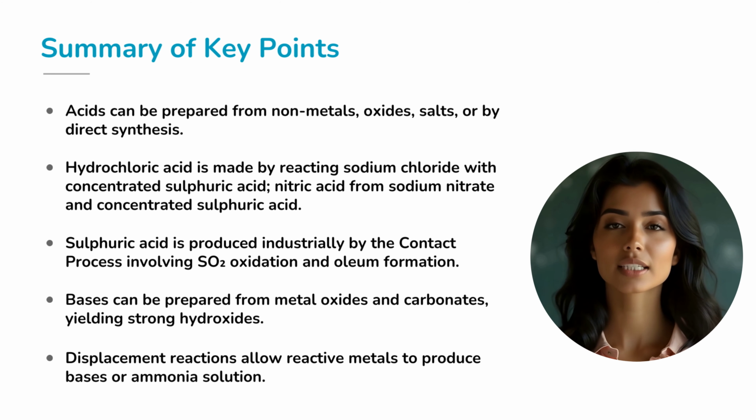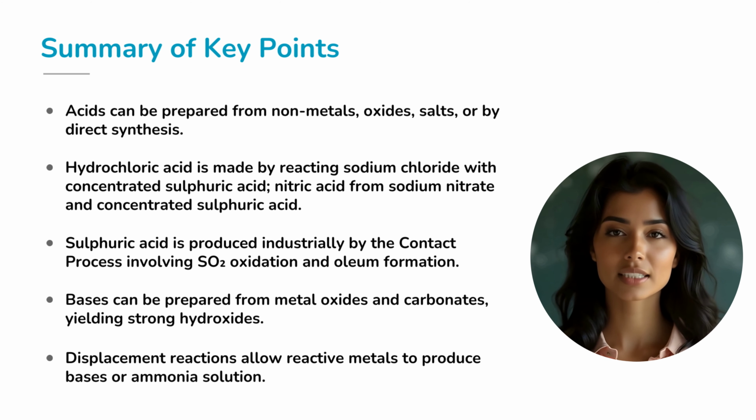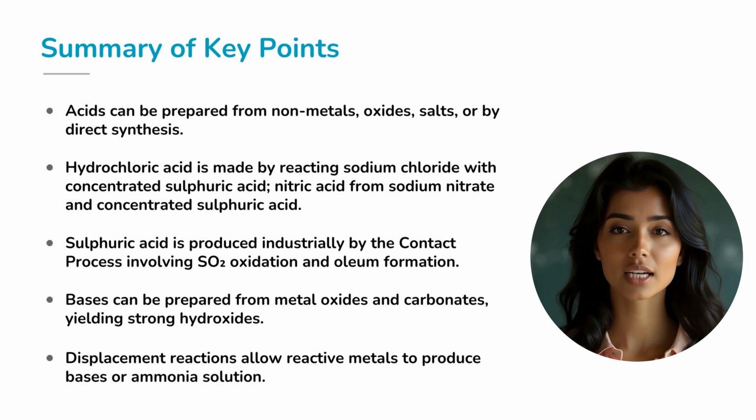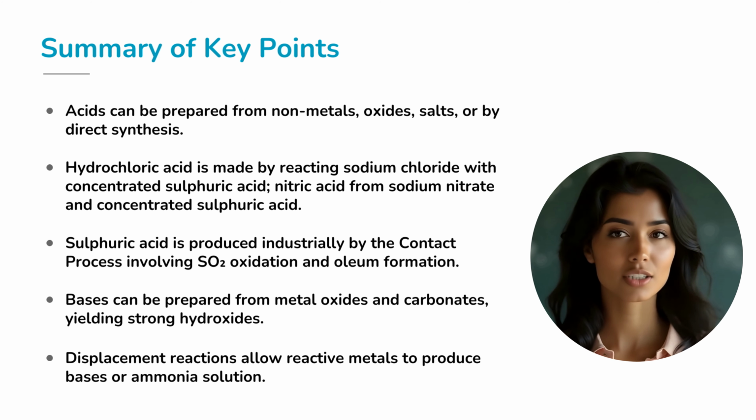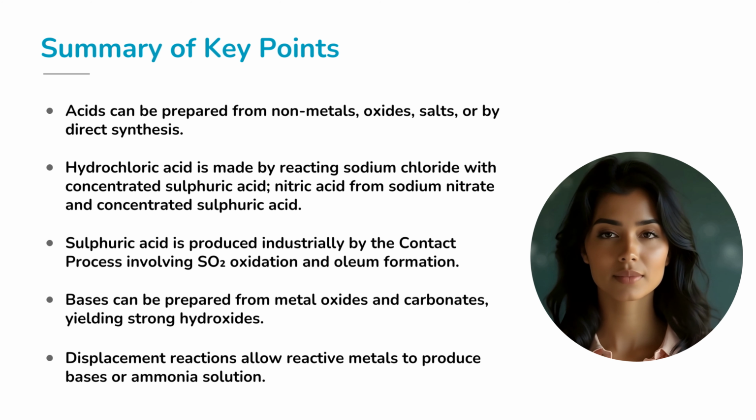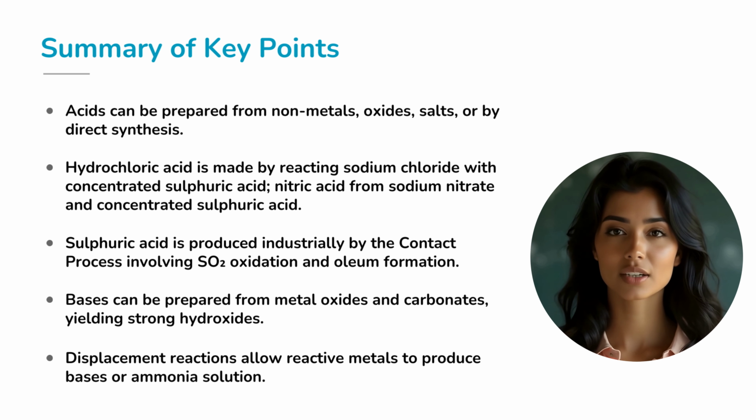Let's quickly summarize the preparation methods for acids and bases. First, acids can be prepared from nonmetals, oxides, salts, or by direct synthesis. Second, hydrochloric acid is obtained by reacting sodium chloride with concentrated sulfuric acid, while nitric acid is prepared from sodium nitrate and concentrated sulfuric acid. Third, sulfuric acid is manufactured industrially through the contact process, which involves oxidation of sulfur dioxide and formation of oleum.